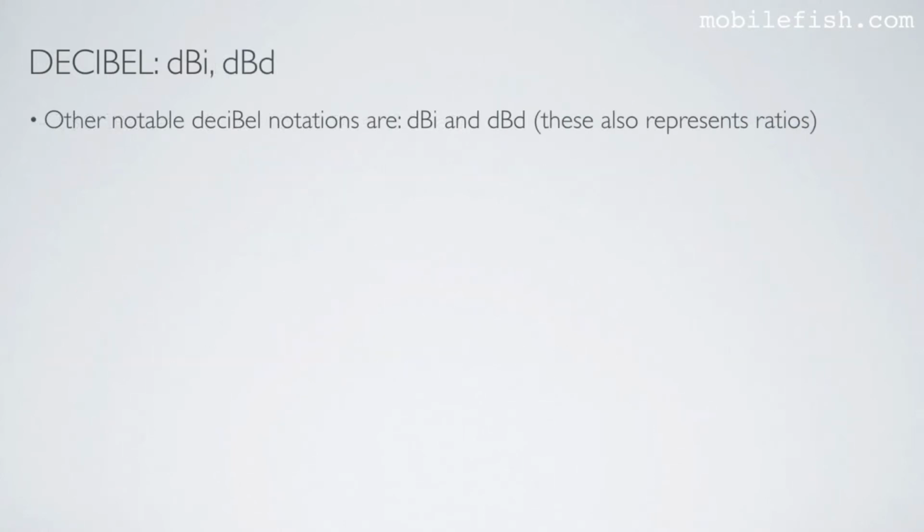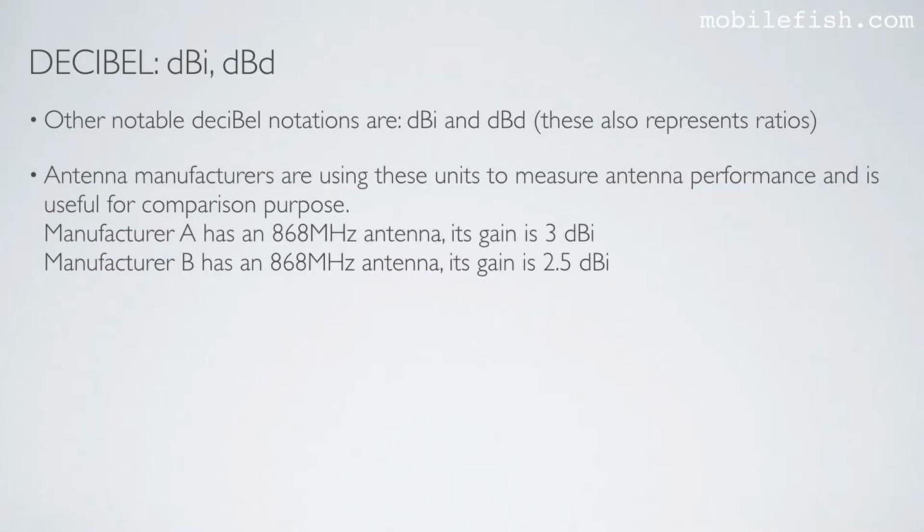Other notable decibel notations are dBi and dBd. These also represent ratios. Antenna manufacturers are using these units to measure antenna performance, and it is useful for comparison purposes. For example, manufacturer A has an 868 MHz antenna. Its gain is 3 dBi. Manufacturer B has an 868 MHz antenna. Its gain is 2.5 dBi. Looking at this example, manufacturer A has an antenna which has a better gain compared to manufacturer B.